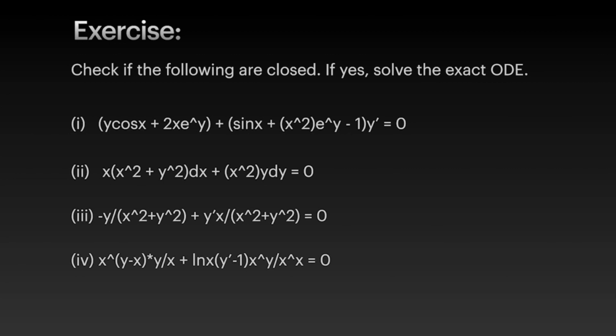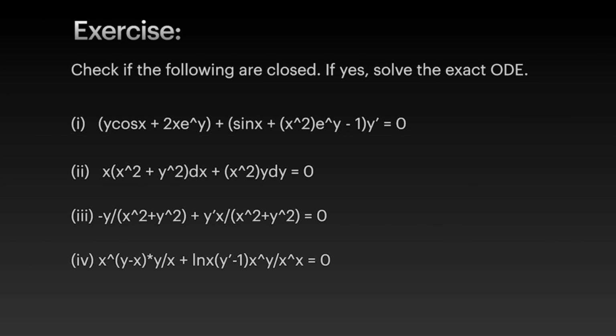Here m is x into x square plus y square because that is the coefficient of dx, and n is x square into y because that is the coefficient of dy. The partial derivative of m with respect to y will be 2xy, because x cubed plus xy squared, so x cubed is just constant and x comes out like a constant coefficient. The derivative of y squared is 2y, so we get 2 into x into y.